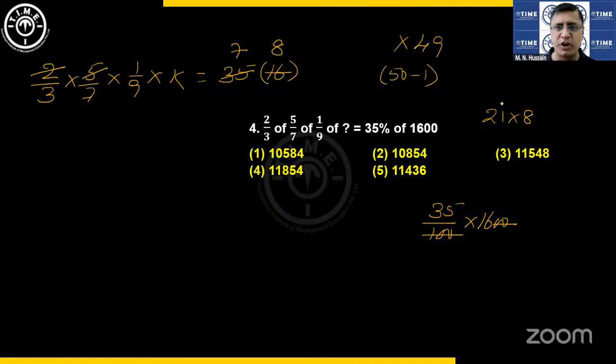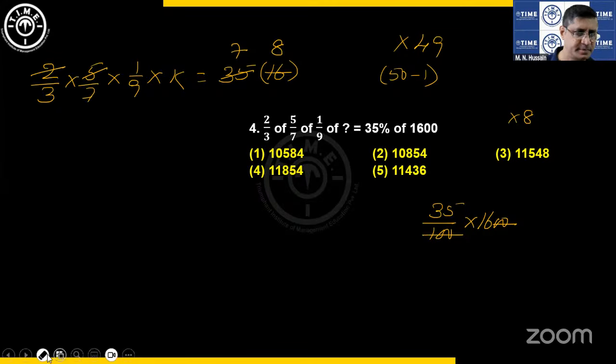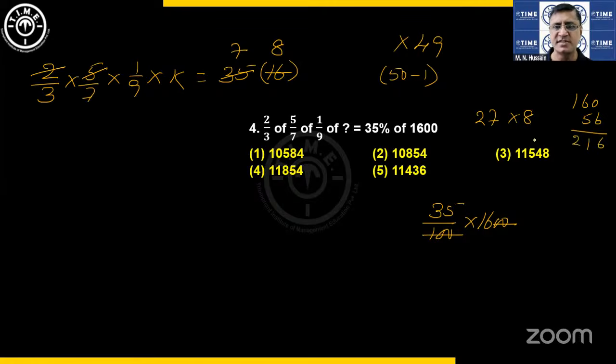Nine into 3, that is 27. 27 into 8. A small correction here: 27 into 8. 20 into 8 is 160, plus 56. How much is it? 216. So 216 into 49.